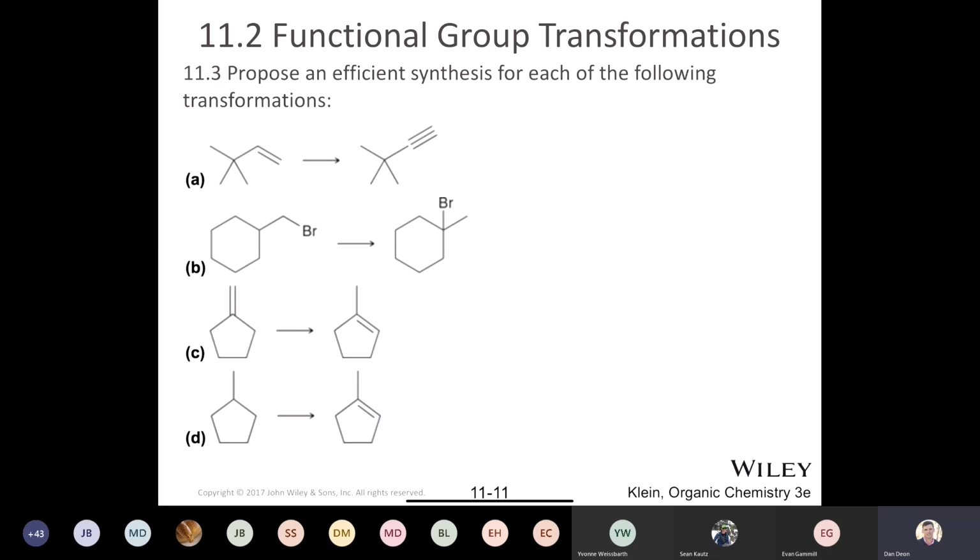So let's start with question 11.3a. Don't look at the solutions. If you have to bang your head against the wall, so be it. It says here, propose an efficient synthesis for each of the following transformations. We're starting with an alkene, and we're making an alkyne.